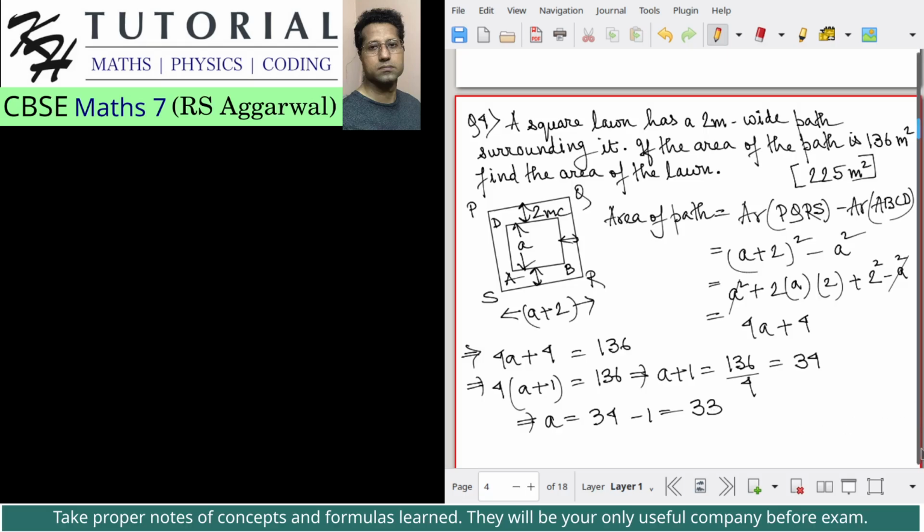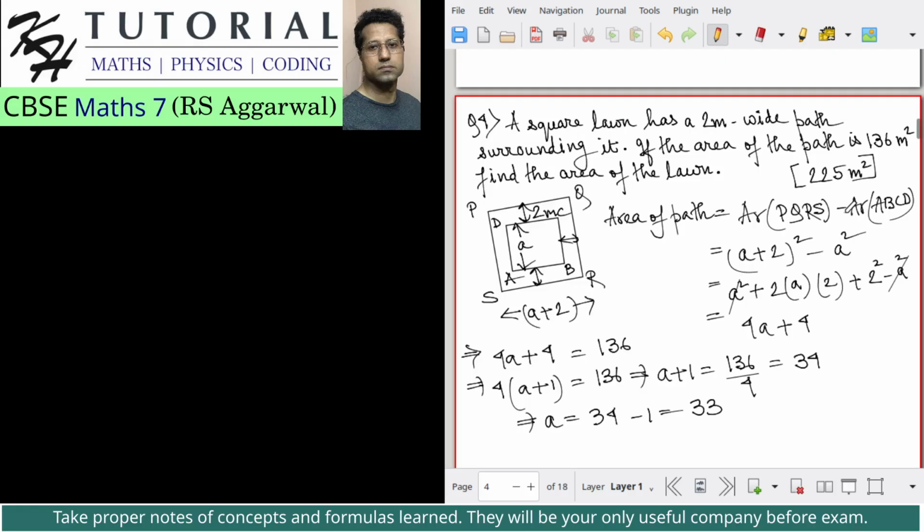No, I have done some calculation mistake. The answer is 225 meters square, which means the side length of the lawn should be 15. Let me see. The area of the path will be area of the outer edge of the path, that is PQRS, minus area of the square lawn ABCD. PQRS will be A plus 2, where we have assumed A to be the length of each side of the square lawn.